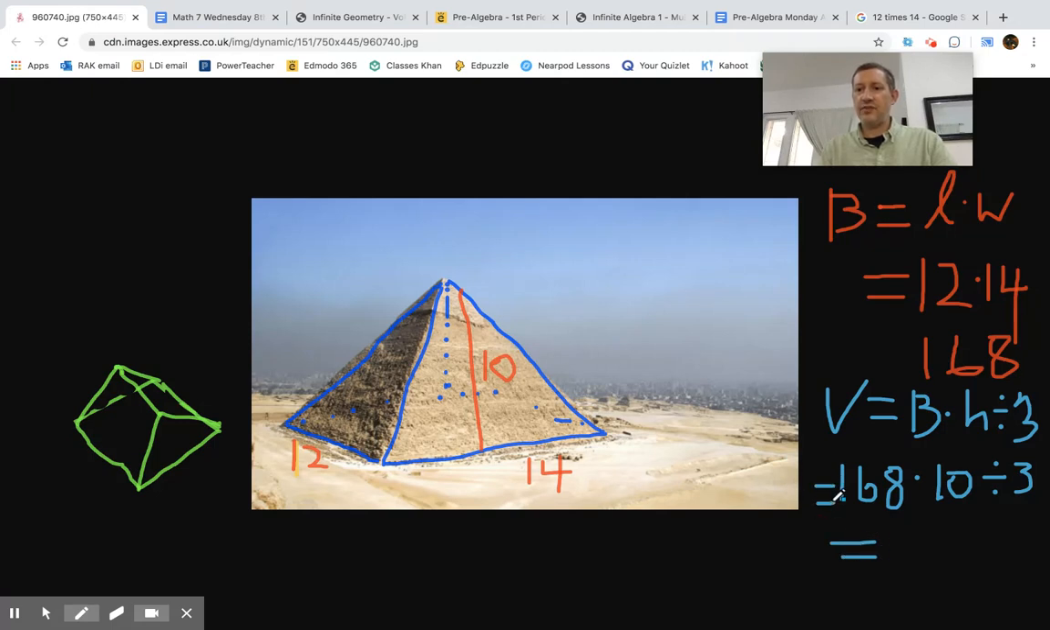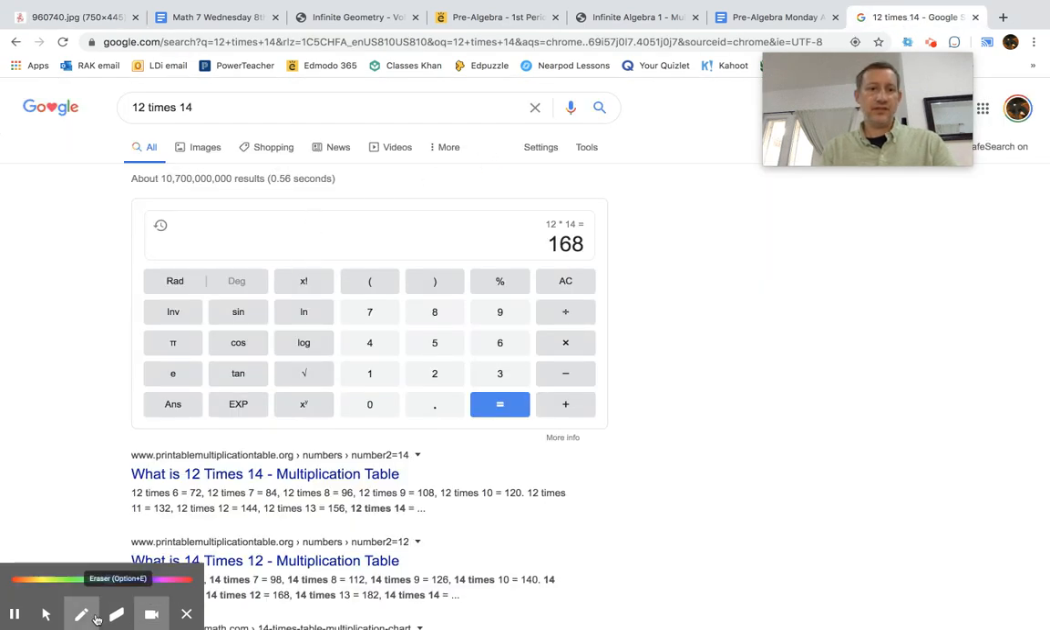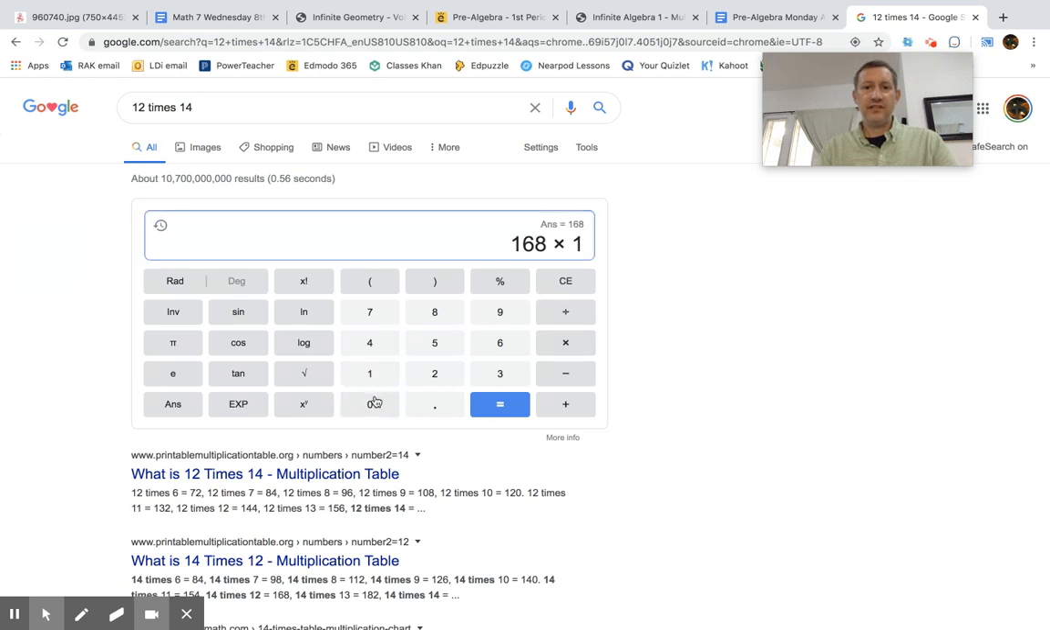Okay, and notice by adding this extra dimension of height, now we have 3 dimensions. So we have length, width, and height. And it's not like a prism. For a prism, we would just multiply those 3 together. But for here, we multiply them and then divide by 3. So let's see what that is. So we have 168 times 10. And then divided by 3. And that gives us 560.